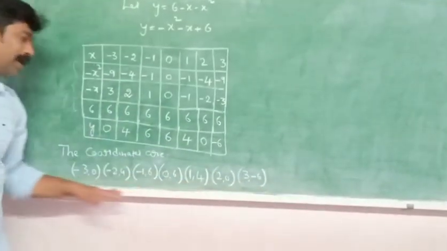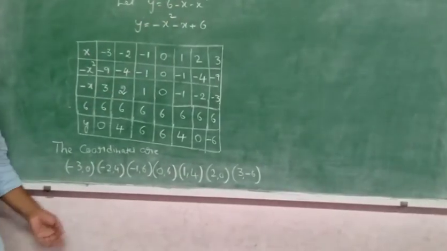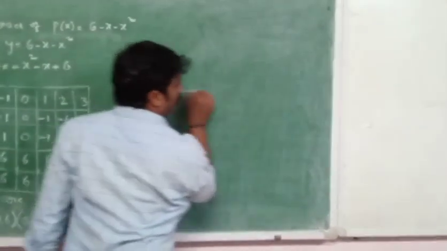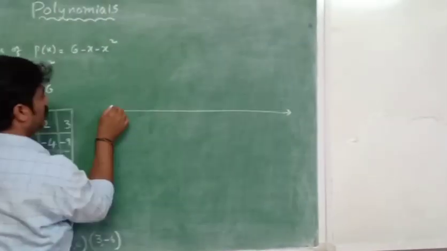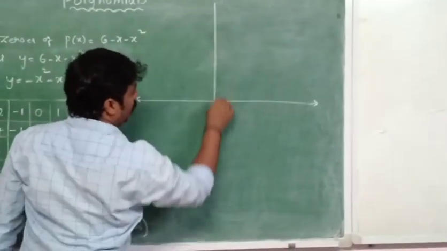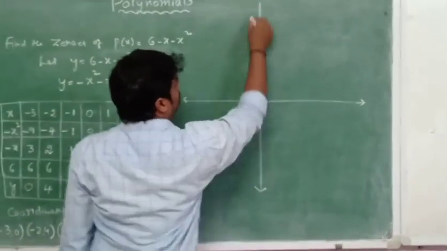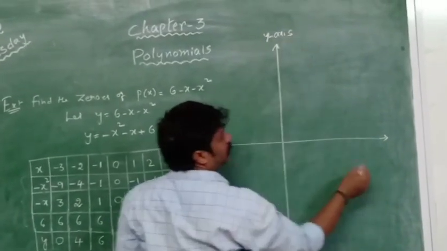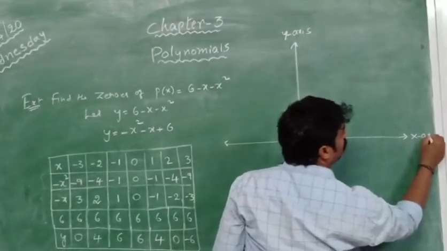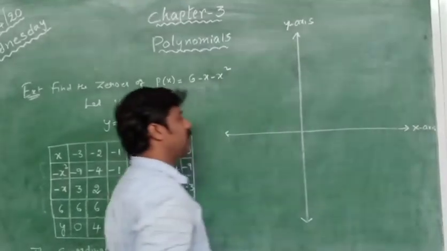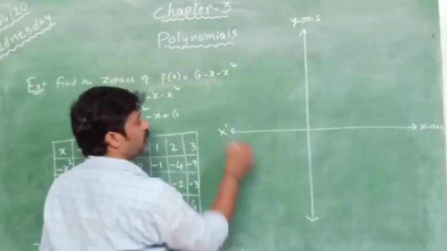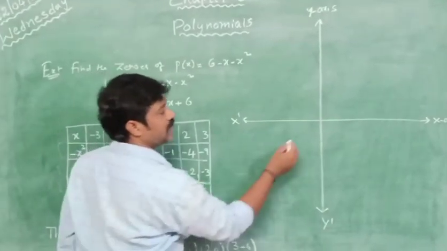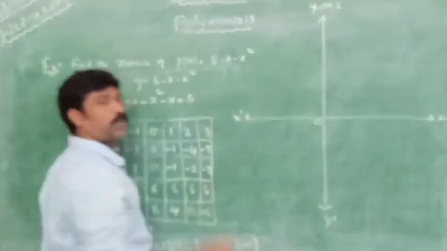Now if we plot these points on graph paper, we'll get the graph. The horizontal line, first we have to take as the x-axis. Then this vertical line is the y-axis. This is the negative x-axis, this one is the positive and negative y-axis. And the intersection of the x-axis and y-axis we take as 0.